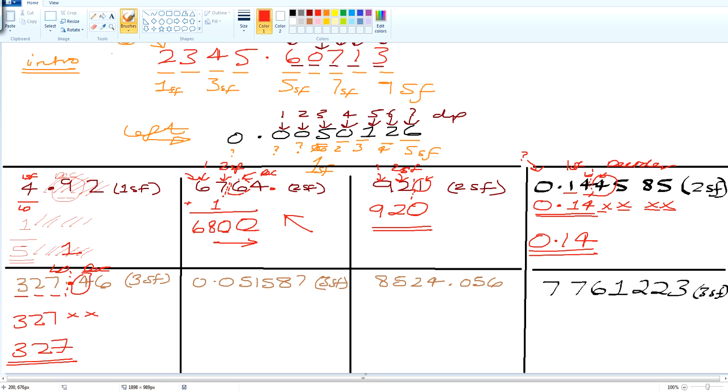So really here we should write down 5 to 1 SF on the side. That's that to 2 SF on the side. That one's to 2 SF on the answer line. That one is 2 SF. Okay, this one here, the answer is 3 SF. Are we happy with that so far?